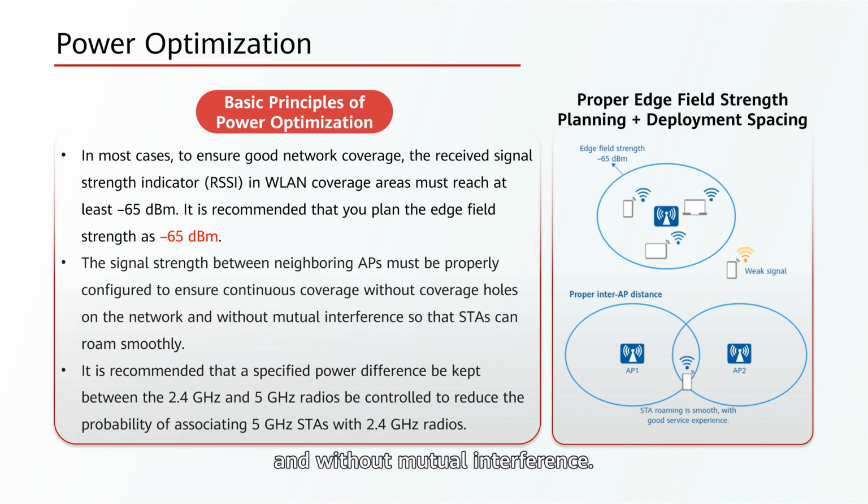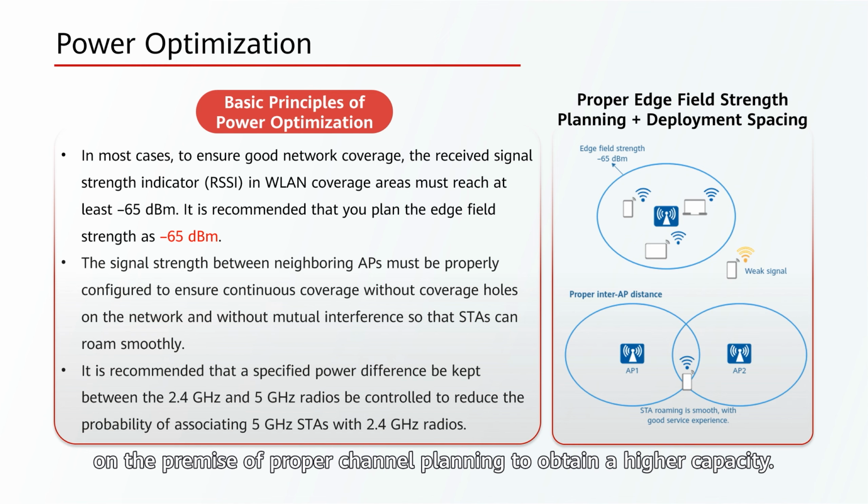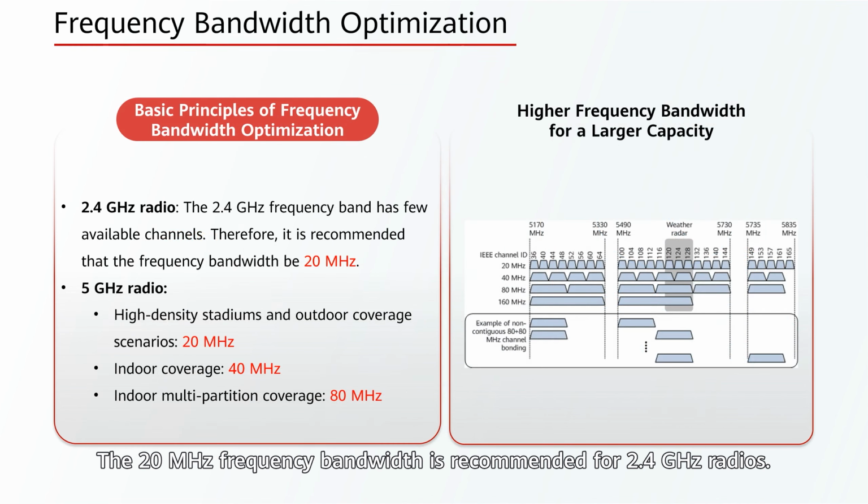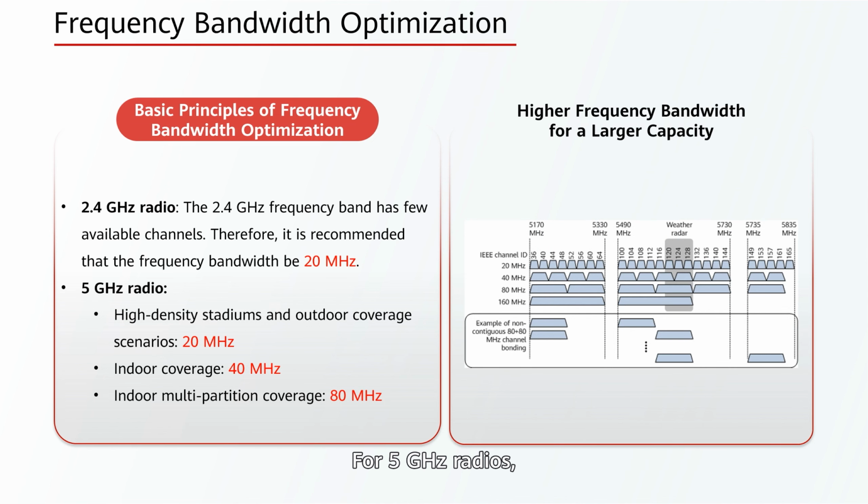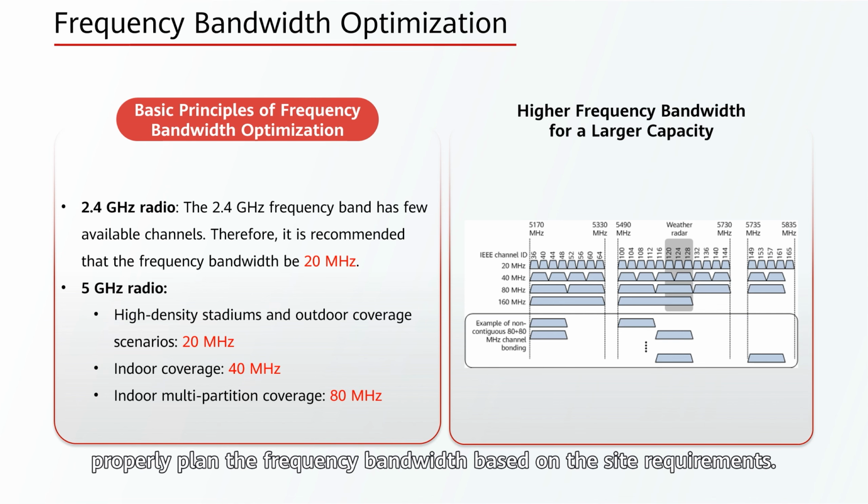The basic principle of frequency bandwidth optimization is to increase the frequency bandwidth on the premise of proper channel planning to obtain a higher capacity. The 20 MHz frequency bandwidth is recommended for 2.4 GHz radios. For 5 GHz radios, properly plan the frequency bandwidth based on the site requirements.